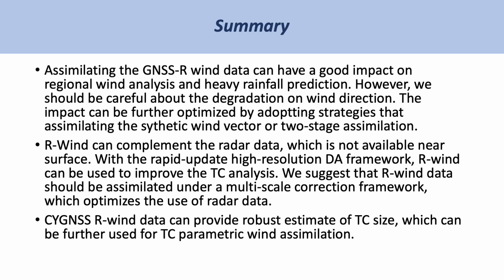R-wind can complement the radar data, which is not available near the surface. With the rapid update high-resolution DA framework, R-wind can be used to improve the TC analysis. We suggest that the R-wind data should be assimilated under a multi-scale correction framework, which optimizes the use of radar data. At last, Cygnus R-wind data can provide a robust estimate of TC size, which can be further used for TC parametric wind assimilation and for intensity prediction.